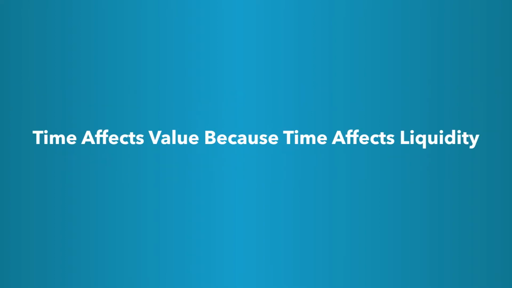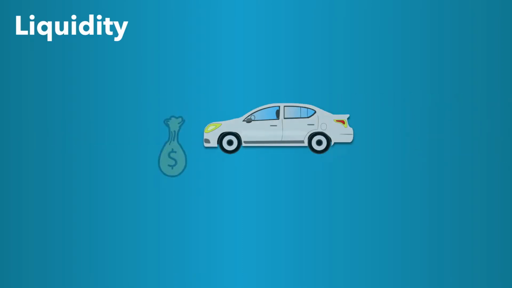Time affects value because time affects liquidity. Liquidity is valuable, and the liquidity of an asset affects its value. All things being equal, the more liquid an asset is, the better. This relationship, how the passage of time affects the liquidity of money and thus its value, is commonly referred to as the time value of money, which can actually be calculated concretely as well as understood abstractly.